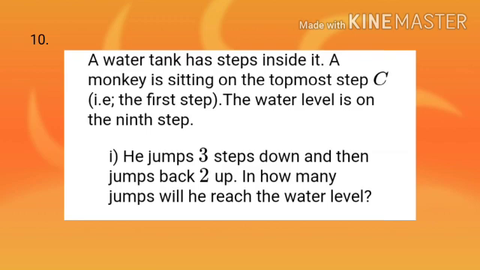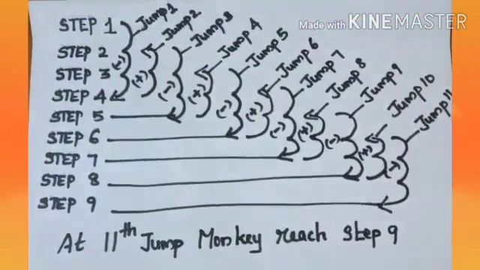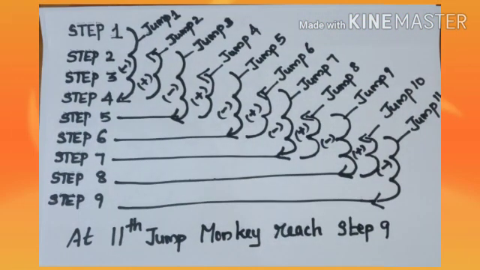In this question, the monkey jumps 3 steps down and 2 steps up. In how many jumps will the monkey reach the water level, which means the water level is on the 9th step. This is the chart of the water tank that has steps inside it. A monkey is sitting on the topmost step and the water level is at the 9th step. If he jumps 3 steps down and then jumps 2 steps back, in how many jumps will he reach the water level? So the monkey is on the first step.